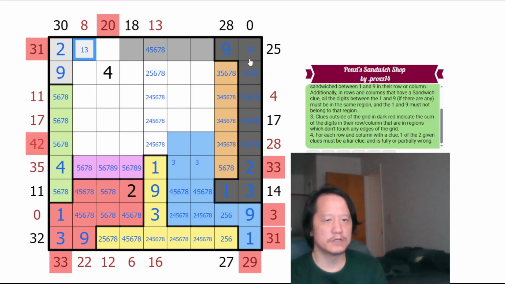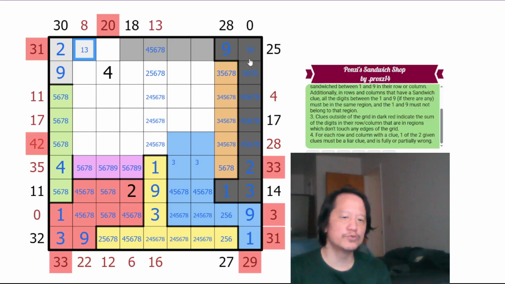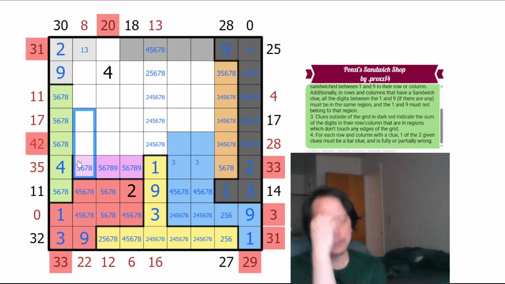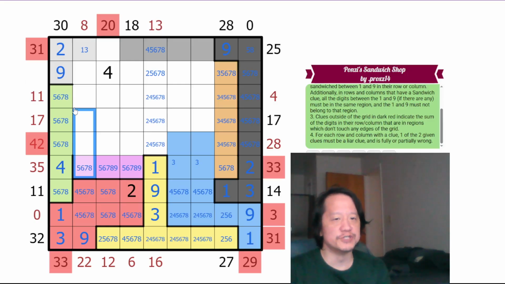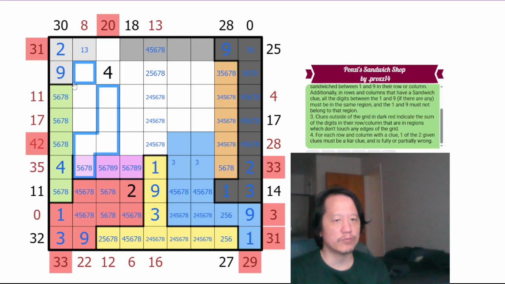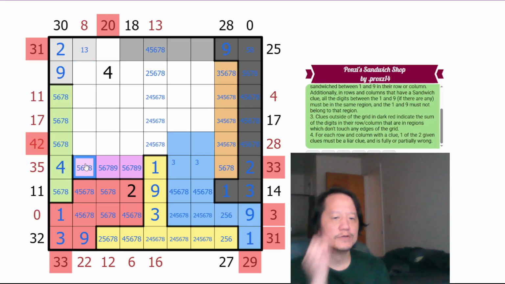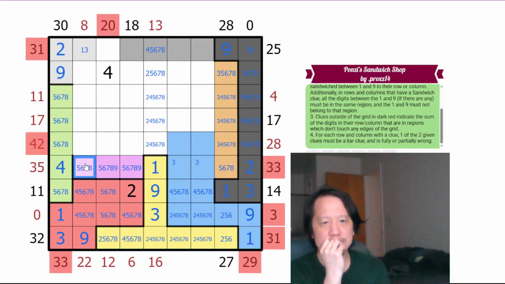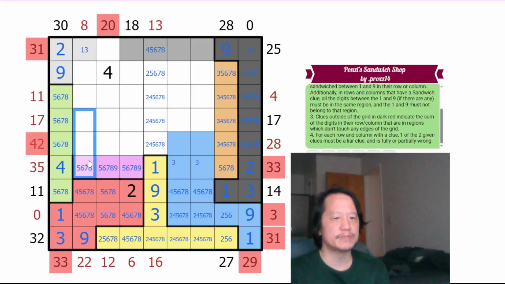22. Does that work? 22 requires 3 digits, at least. So it's not going to be 4 digits in the pink. Orange can't even reach there. And if we try to go around, it's not going to work. So 3 digits, at least, at most, trying to add up to 22.